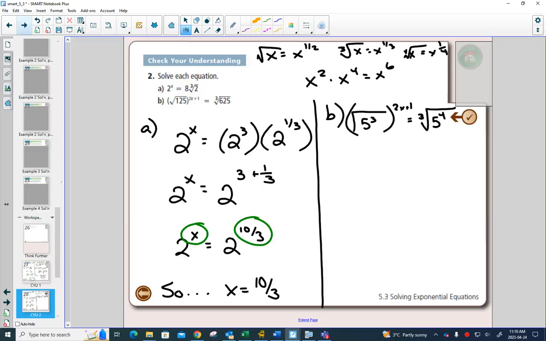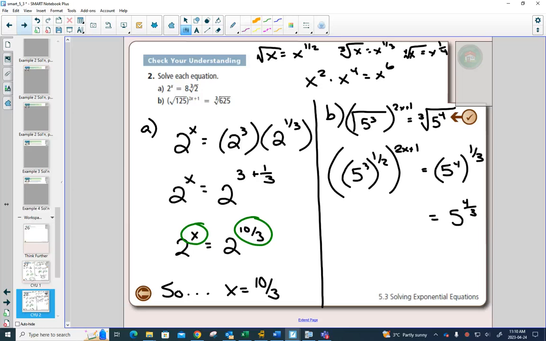Sometimes if we take our time, we make less mistakes. If we try to do too much at once, we make a few more mistakes. Next, I can change the square root to a half, and I can change the cube root to a third. And then we've got powers to powers to powers. So what happens when you have a power to a power? You multiply. So this side's really easy. 4 times 1/3. That's going to be 4/3.